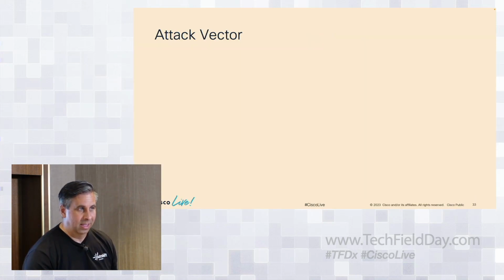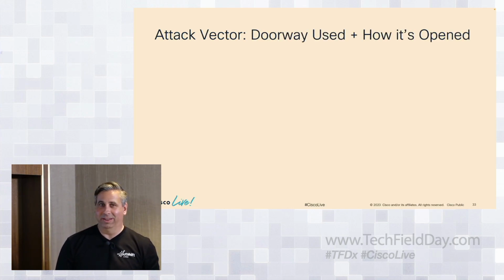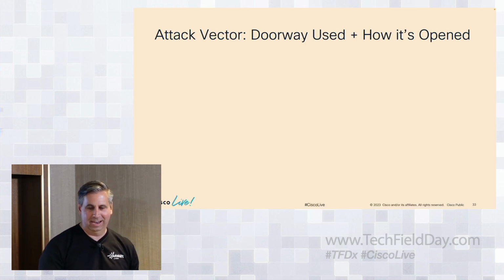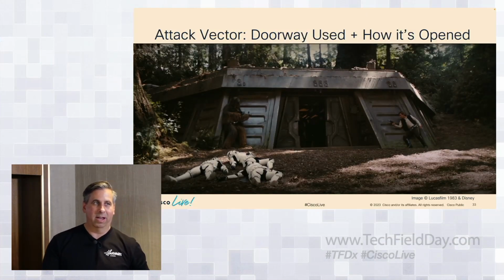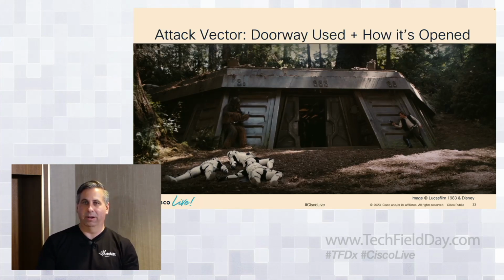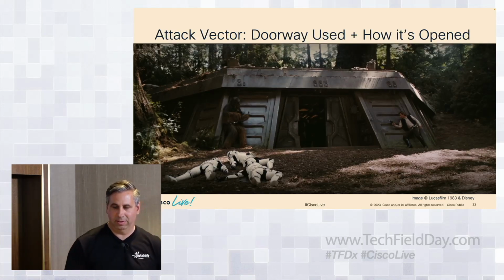Point of failure. Exactly. And then the attack vector is a combination of the doorway used and how it's been opened. So returning to this example, it's not only the shield generator bunker, but it happens to be the back door of the bunker, if you remember. And then how it was ultimately opened was via deception. It was opened from the inside, right? And so that would be the specific attack vector that was used in this case.